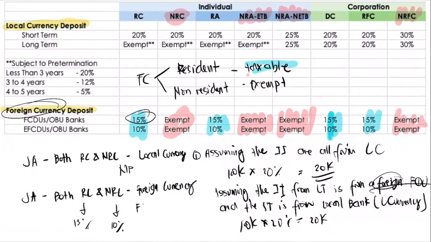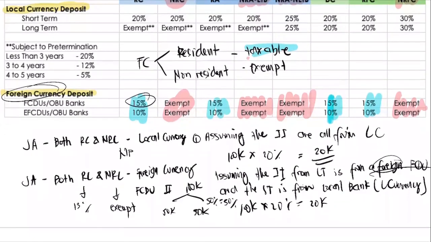So for example, we have your FCDU interest income amounting to 100,000. NRC pala is exempt. RC is 15%. So we have here FCDU interest income of 100,000, 15% for RC, exempt for NRC. How do we tax that? So since that is a joint account, presumption is 50-50. Presumption is 50-50. So 50%, 50,000, 50,000. So the RC and the NRC each have their share. So only the half is subject to 15%.